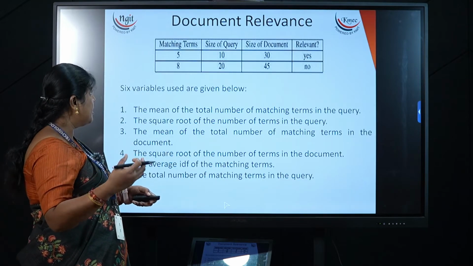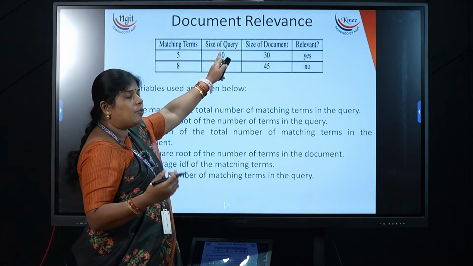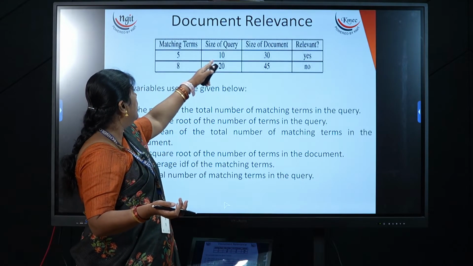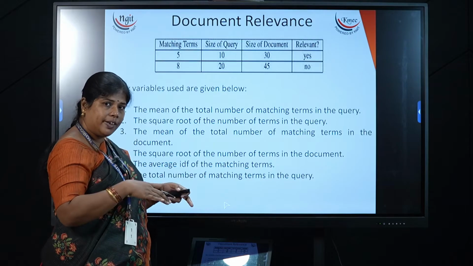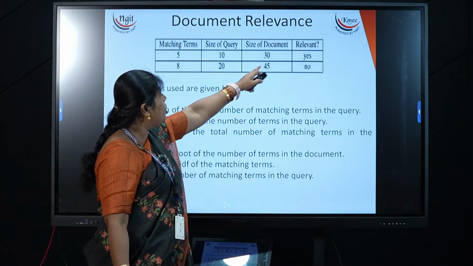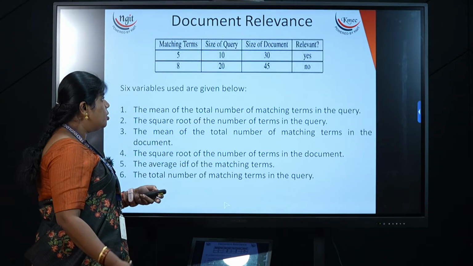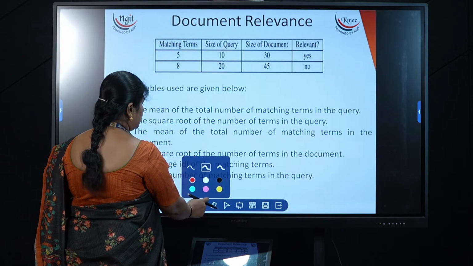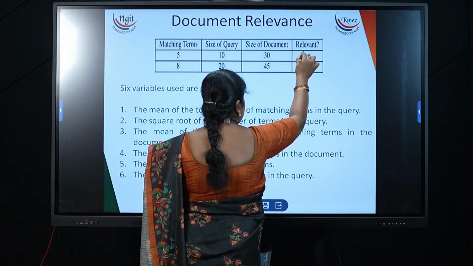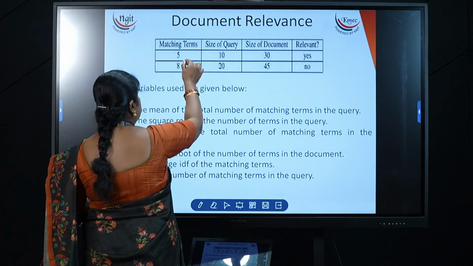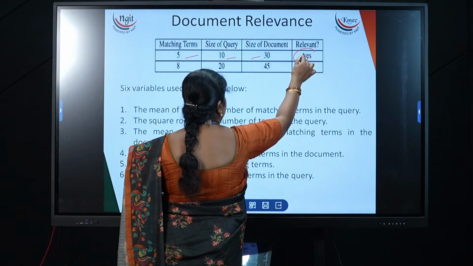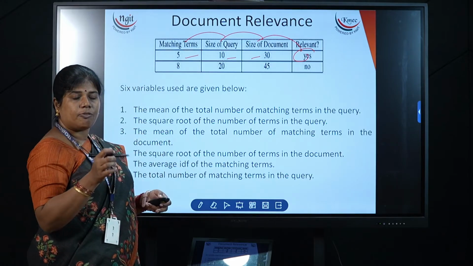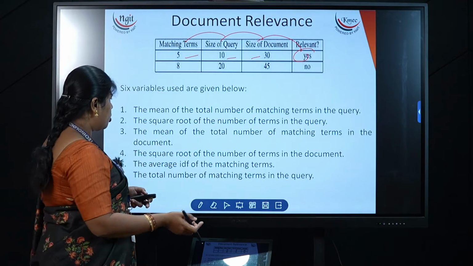Now here I am considering some terminologies. What is the size of my query, meaning how many terms are included in my query, what is the size of the documents, and how many terms from the query are matched in my document. Based on that I am deciding the relevance. So like this, the relevance is a dependent feature, and these all are independent. Your relevance depends on the size of the document, the size of the query, and how many terms from your query are matched with the document.